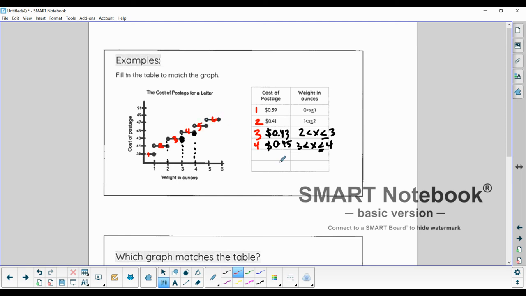All right, let's do the 5th and 6th step. So the 5th step has 47 and it's between 4 and 5 with the equal to symbol on 5. And then the 6th step is between 5 and 6 with the equal to symbol on 6.